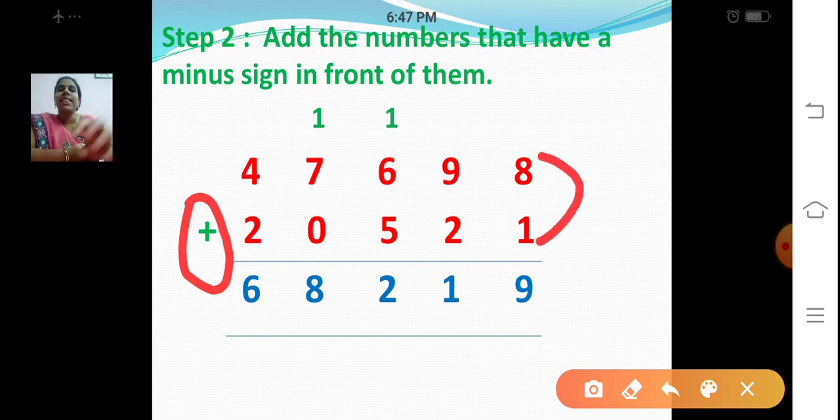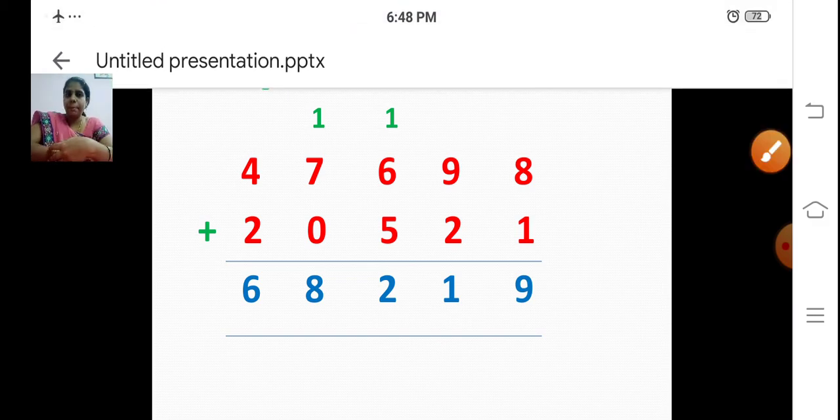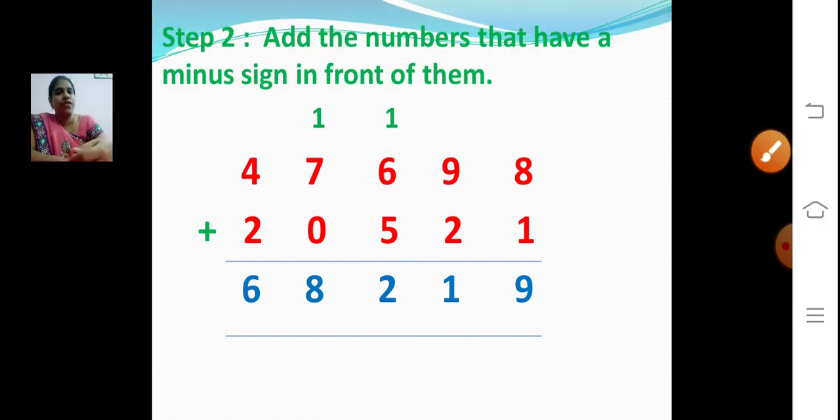8 plus 1, 9. 9 plus 2, 10, 11. So 1 is carried over. 1 plus 6, 7. 7 plus 5, after 7, 8, 9, 10, 11, 12. So 1 is carried over. 1 plus 7, after 7, 8. Then 4 plus 2, after 4, 5, 6. So step 2 is to add the numbers that have a minus sign in front of them. So we have done the addition.